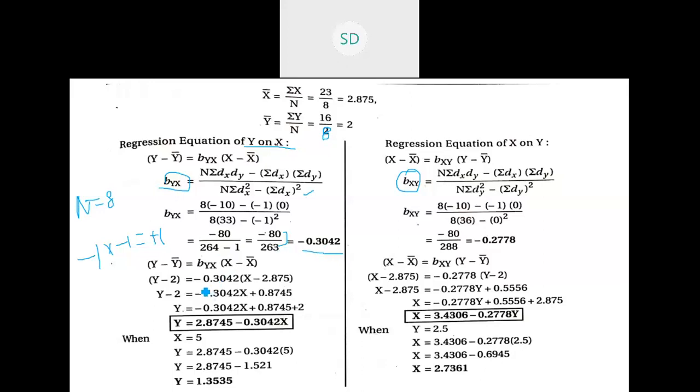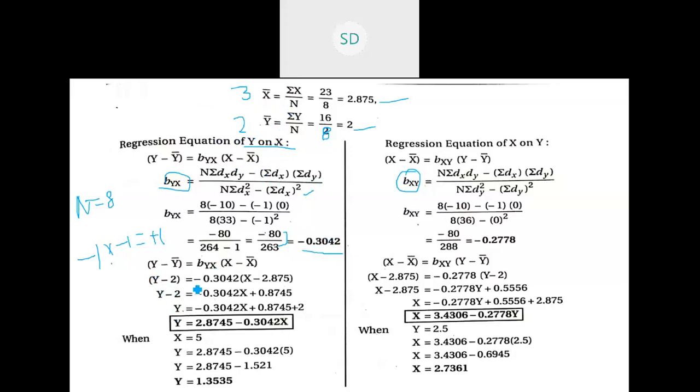Now that byx value should be put into the equation here to derive the y on x regression equation. So y minus y bar is 2, x minus x bar is 2.875, so 2.875 is considered. Now if you observe, the assumed mean is taken as the nearest number to the actual mean. In our assumed mean for x bar, the assumed mean which we considered was 3, and for y bar we considered 2 only. So if you take some nearest number, it will be easy for you to understand.